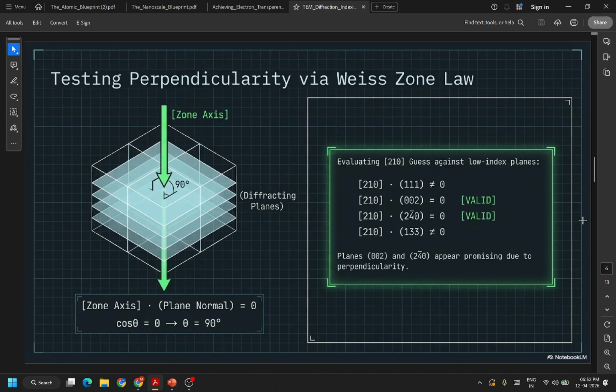Like, we assume our zone axis is 210. Then we guess against low index planes like 111. We do not get 0. 002 we get 0. 24-0 we get 0. 133 is again not 0. So we get that 002 and 240 appear promising due to perpendicularity.